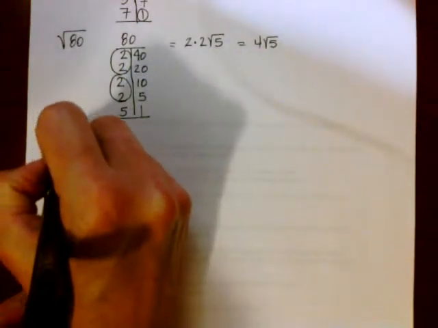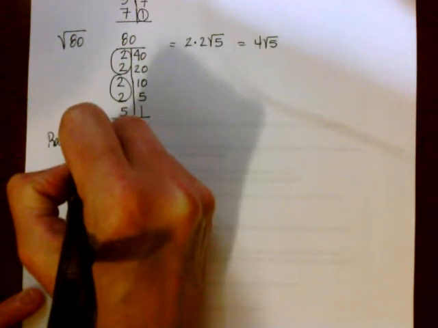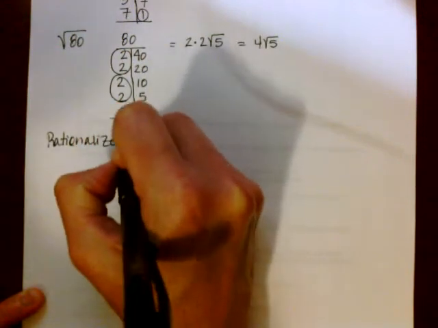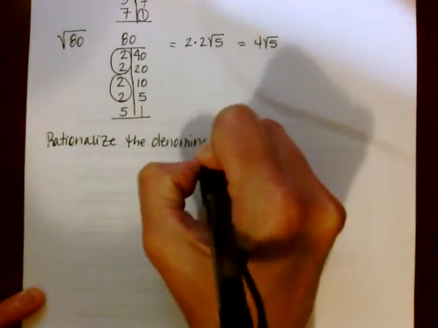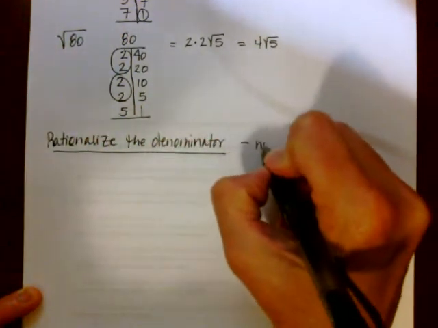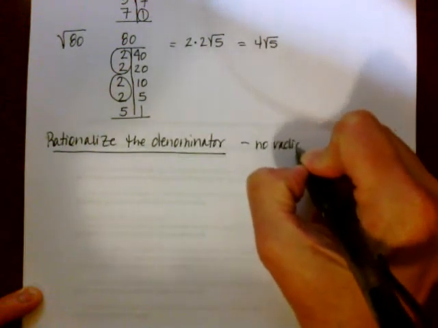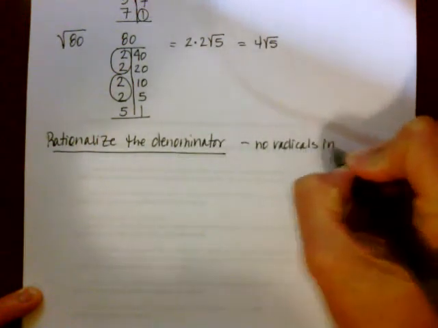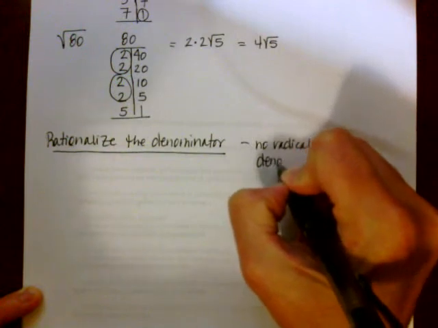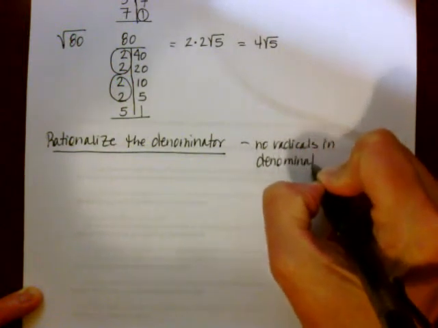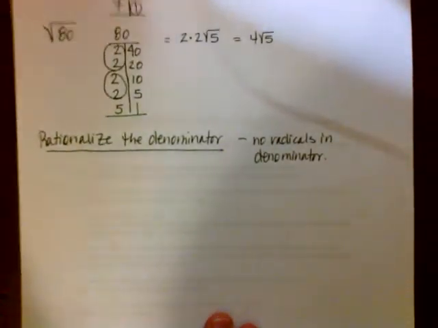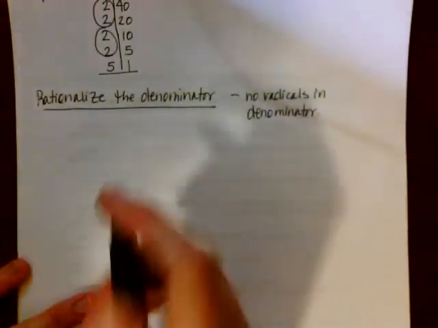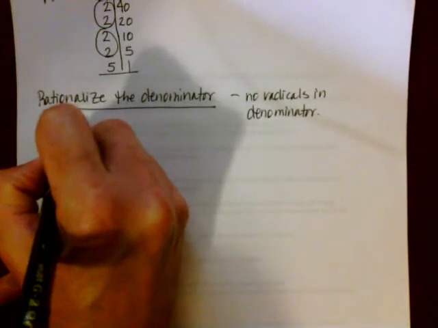All right, the next thing that we're going to talk about with our radicals is what's called rationalize the denominator. I mentioned earlier that there are no radicals in the denominator. If there are, then we have to manage them. The way that I manage a radical in the denominator is through multiplication.